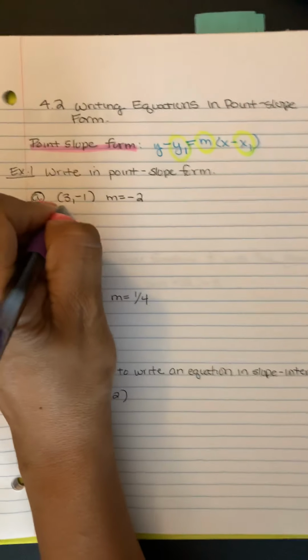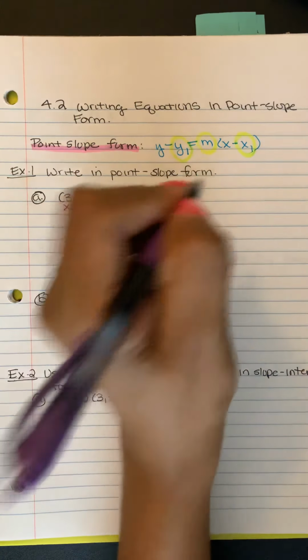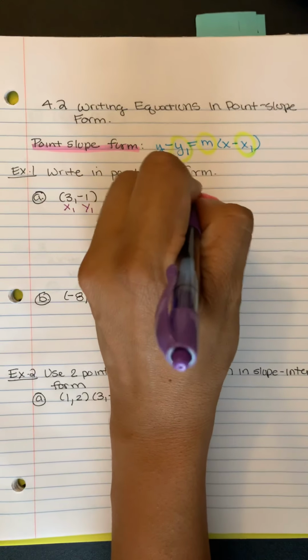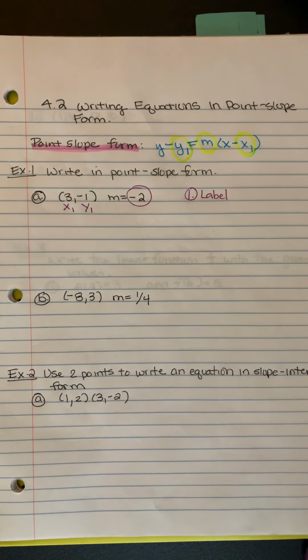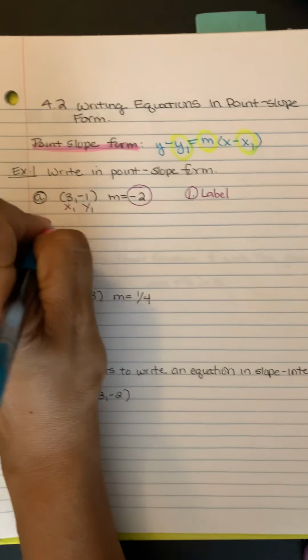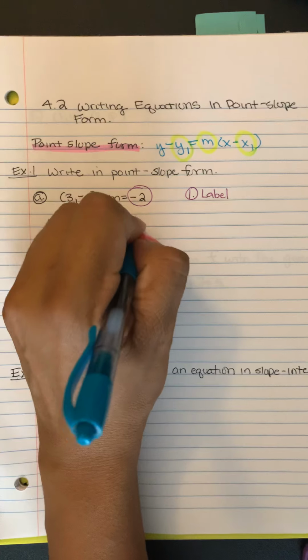The first thing I want to do is label my x sub 1, y sub 1, and we know that m equals -2. So number 1, label. Please write down these questions, the steps. Step 2, we're going to put in point slope form. So y minus y sub 1 equals m times x minus x sub 1.